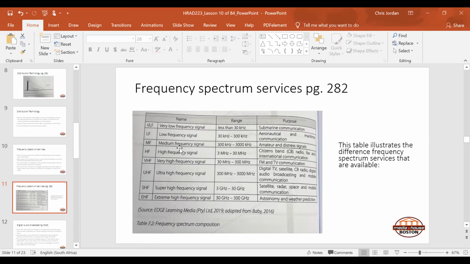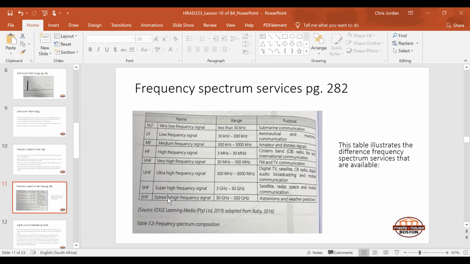MF, so medium frequencies, we're looking at 300 to 3000 kilohertz, amateur and distress signals. High frequency signals, so 3 megahertz to 13 megahertz, citizens band radio, fax and international communication. We've got very high frequencies, VHF. I'm sure you've seen or recognized some of these acronyms, right? So 30 megahertz to 300 megahertz, FM and TV communication. UHF, ultra high frequency signals, 300 to 3000 megahertz, digital TV, satellite TV radio, digital audio broadcasting, and mobile communications.